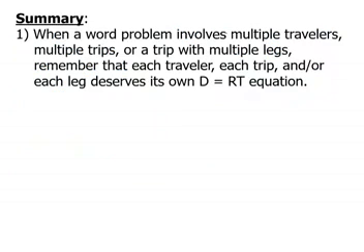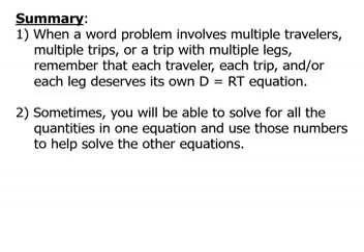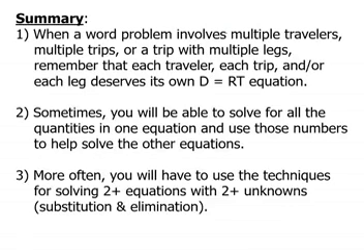And so that's actually the distance between A and B. In summary, when a word problem involves multiple travelers, multiple trips, or a trip with multiple legs, remember that each traveler, each trip, and/or each leg deserves its own d equals RT equation. Sometimes you will be able to solve for all quantities in one equation and use those numbers to help solve for other equations. More often, you will have to use the techniques for solving two equations with two unknowns. And we talked about substitution and elimination. If those are new to you, you can find out more about them in the algebra module.